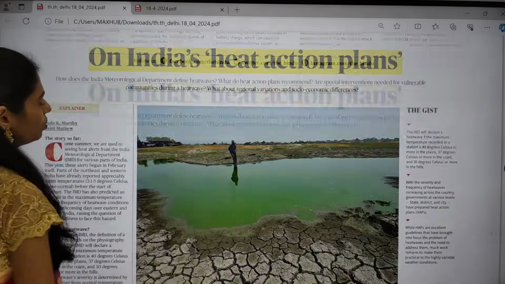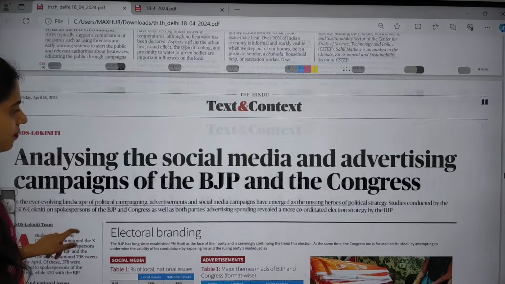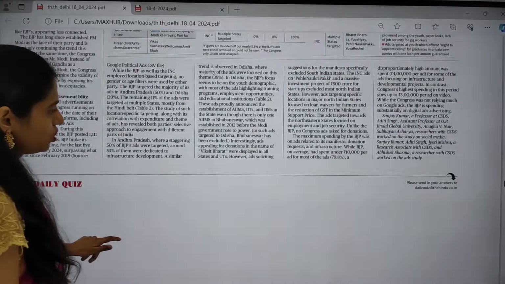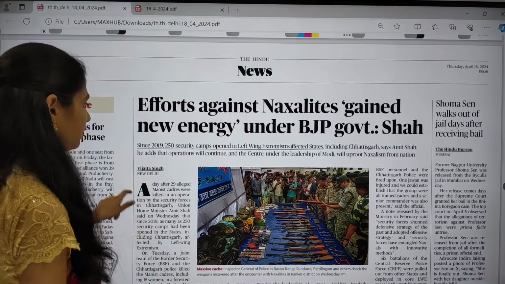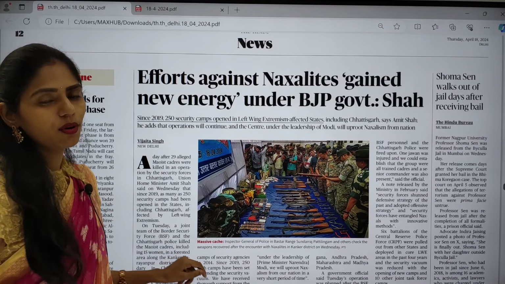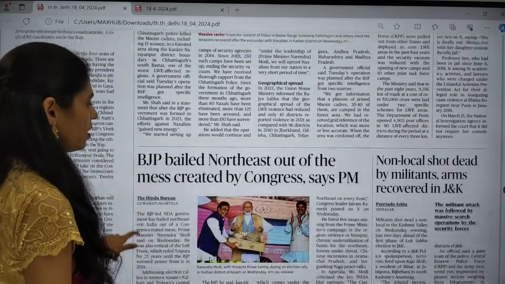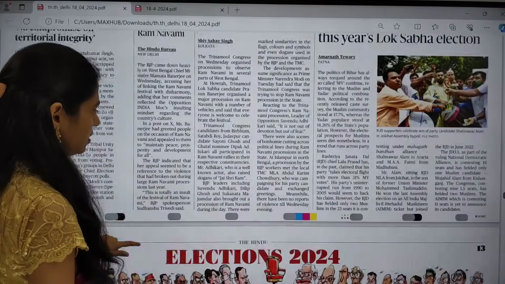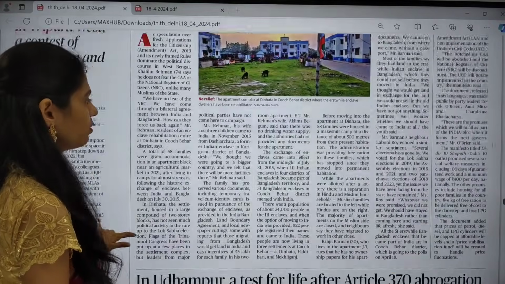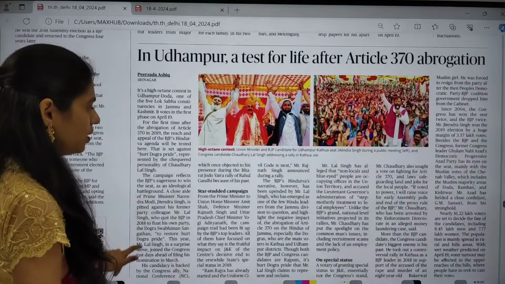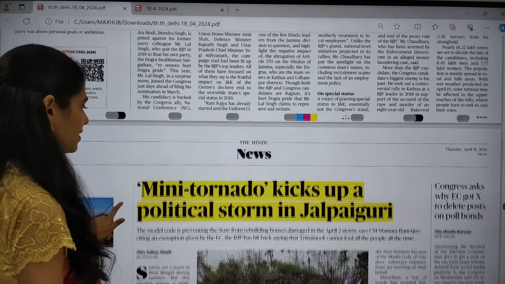If you move on to the next article, you can see this news page. Yesterday's article we discussed was about Naxalites and Maoists. That was the first article, and you can go through that. And leave the Elections 2024 page. It will not be at all useful, as everything there is a political article.